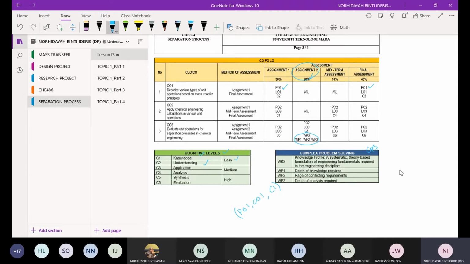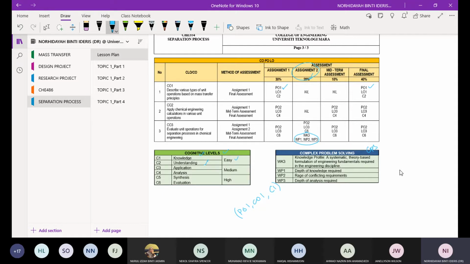So by knowing this, the student can make a kind of prediction. Questions on understanding and knowledge, for example, briefly explain what you understand about membrane technology, usually that kind of question will be asked only in assignment 1 and the final assessment. So later, when you study for the final assessment, you want to know whether you need to cover these parts or not.